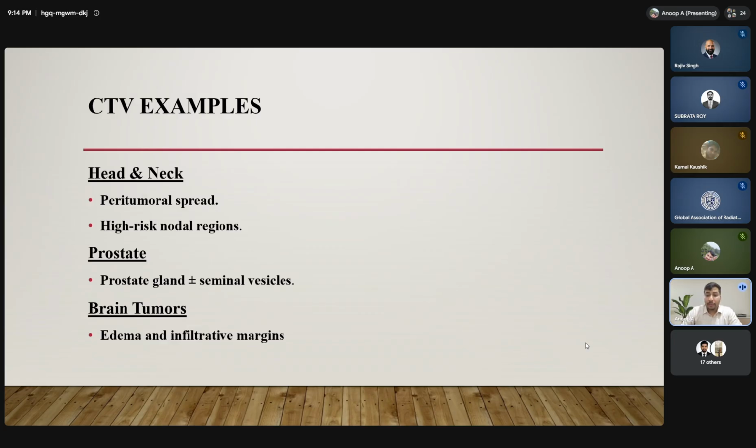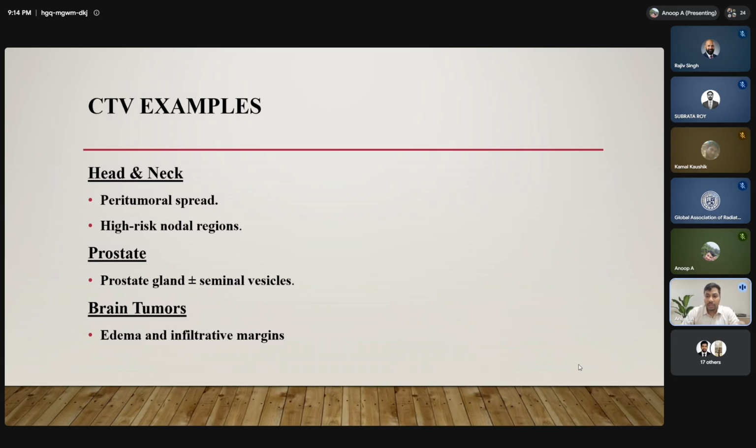In prostate, we will include the prostate gland and seminal vesicles. The CTV always includes the entire prostate gland, depending on the patient's risk group. The proximal or entire seminal vesicles are included if there is a significant risk of micro-invasion.